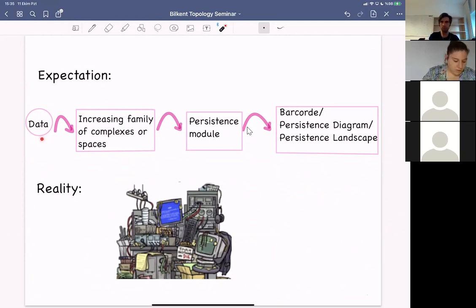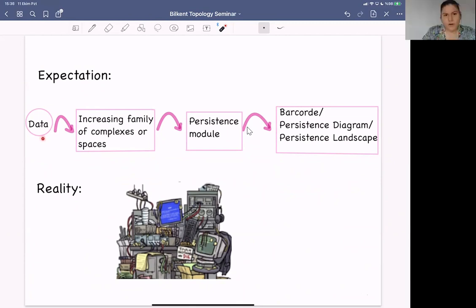So you are going to start with the data, and then you are going to get the increasing family of complexes or topological spaces. And then if you apply the homology functor with coefficients in some fixed field, you get a persistence module. Now you have a collection of vector spaces and linear maps between them. You can also compute the summary in a barcode representation, persistence diagram representation, or persistence landscape. So this is the workflow of topological data analysis.